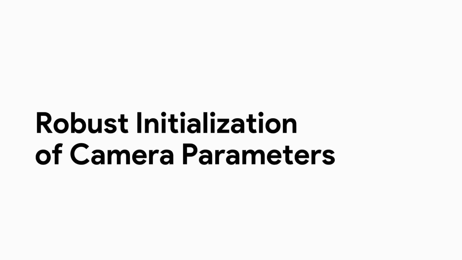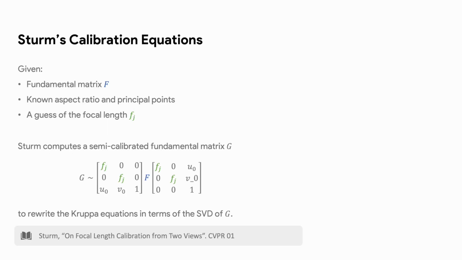Next, we try to find optimal initial parameters for our camera in order to start an optimization procedure that is nonlinear and thus requires an initial estimate of the solution. So given the fundamental matrix F and the aspect ratio, which is known from the input images, and an estimate of the principal point at the center of the input images, we use the focal length guesses Fj in order to compute a semi-calibrated fundamental matrix G using Sturm's equations. So this semi-calibrated fundamental matrix can be used in order to rewrite the Kruppa equations in terms of the singular value decomposition of G.